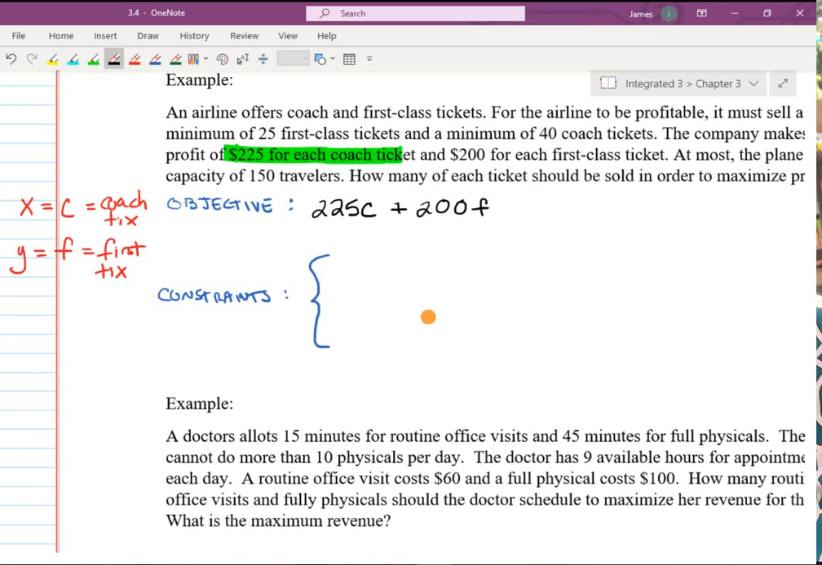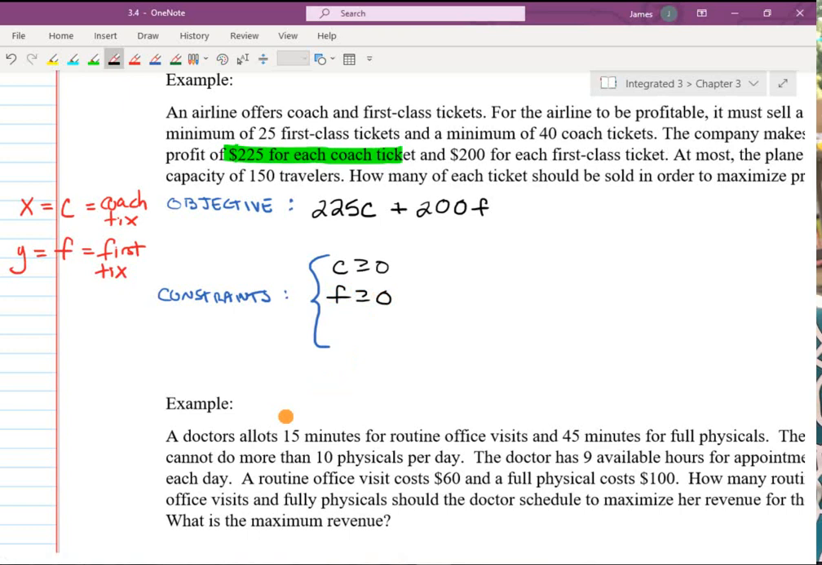Okay. Now we have to determine our constraints. There are 2 constraints that are always going to exist. One is that I have to sell a positive number, let me rephrase that, a non-negative number of coach tickets and a non-negative number of first class tickets. Basically saying you can't sell -2 coach tickets.